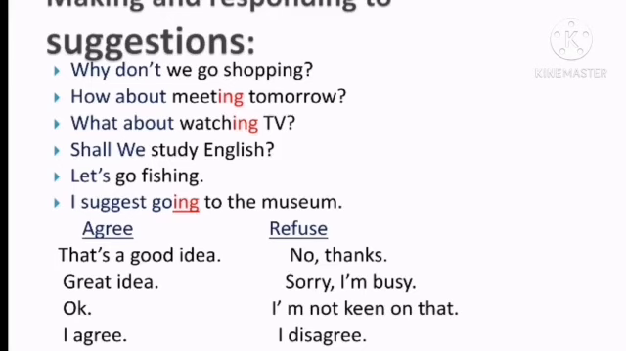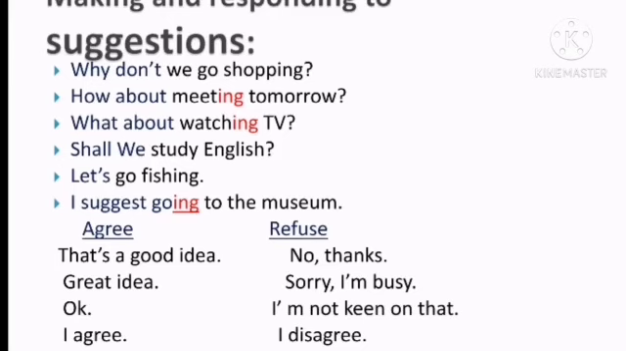How about? And the verb after how about should have ing. It should be a gerund. How about meeting tomorrow? What about also? The verb after what about should also include ing. What about watching TV? Shall we study English? Let's go fishing. Let's watch TV. Let's study English. Let's do our homework.